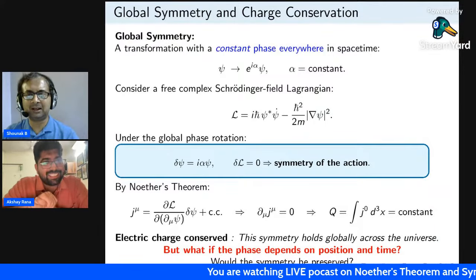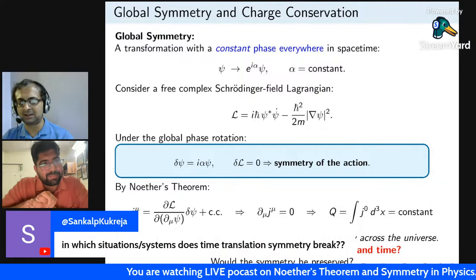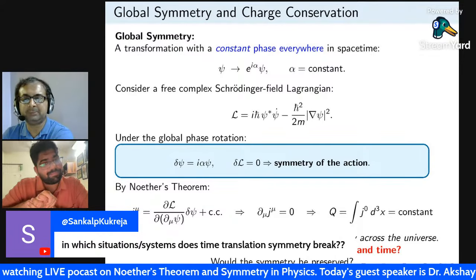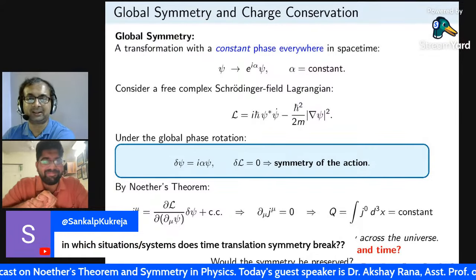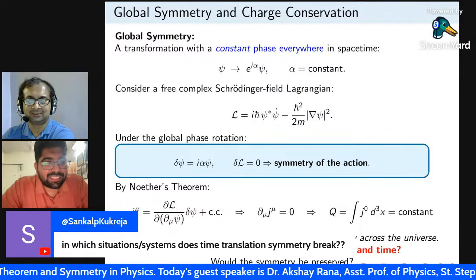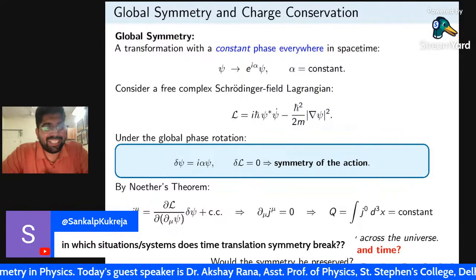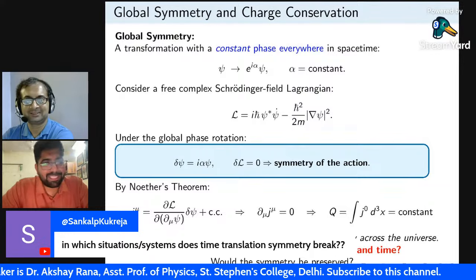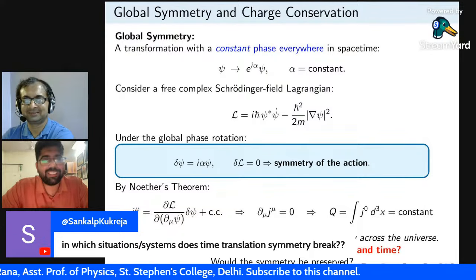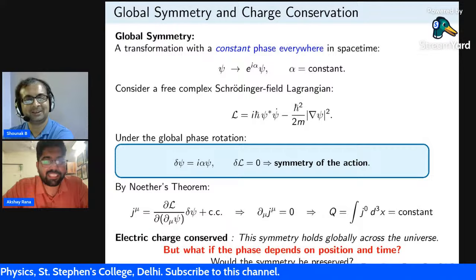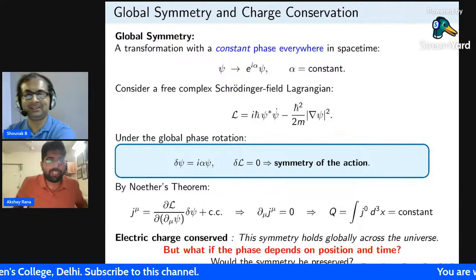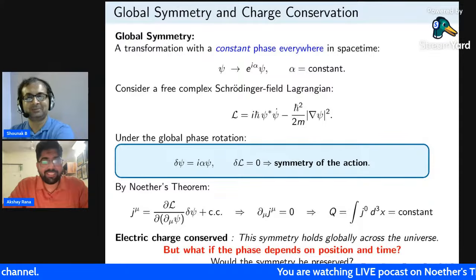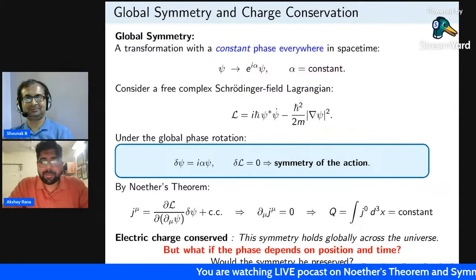So we have a quick question from Sankalp. In which situation or system does time translation symmetry break? Okay, I hope Sankalp, for that you have to wait till the end of the talk. The last example that I am going to talk about is going to be the violation of time translational symmetry. Okay, Sankalp, please wait because sir is telling that he will be explaining it. Yes, thank you, sir. Please go ahead. It will be covered. Okay.